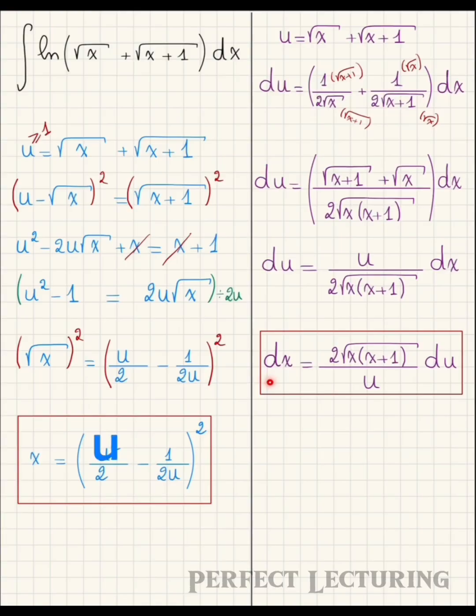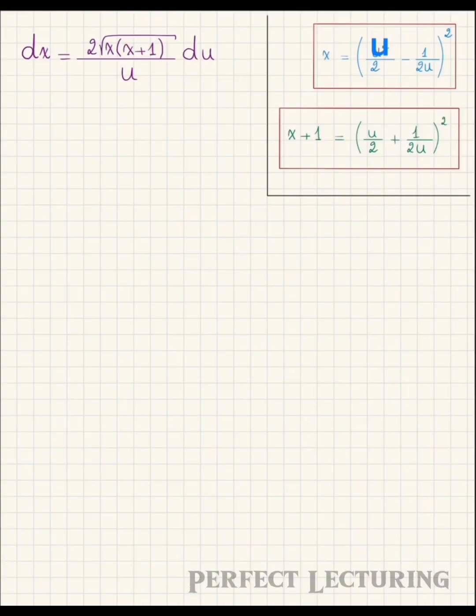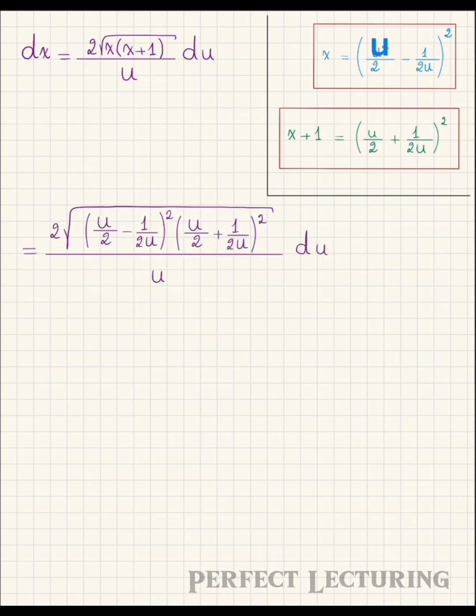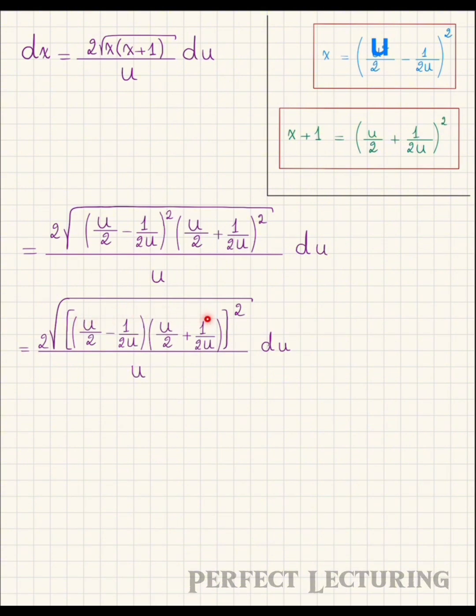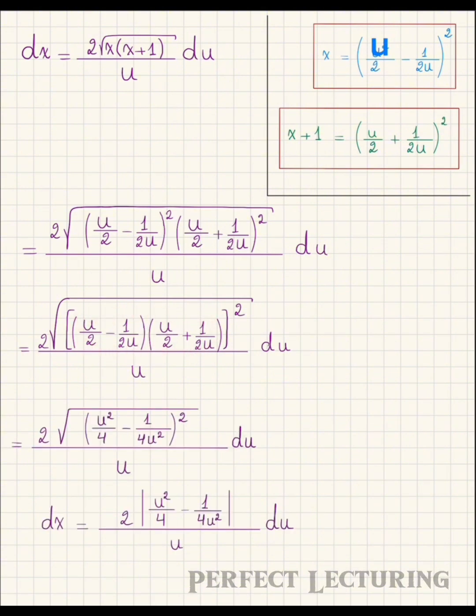We now come back to this expression, dx in terms of du, and we are now able to express dx in terms of u only. We start by replacing x and x plus 1 by their corresponding u expressions. That's what we get. Let us put both factors under one square, and then a difference of two squares pops up. So it gives us this, and that's what we get for dx.